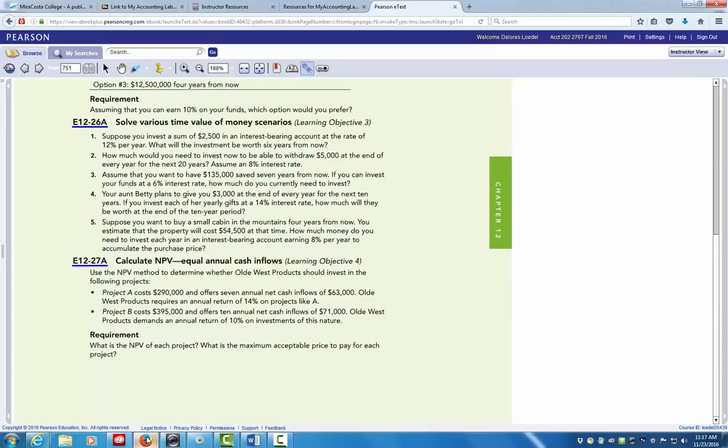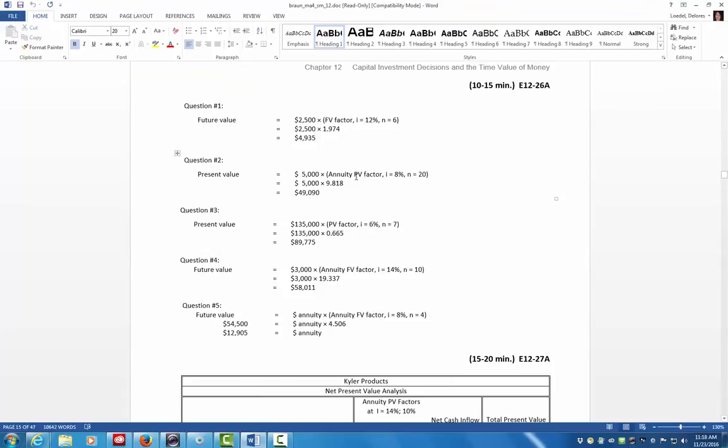For question 2, let's refresh our memories on what it was related to. Now we want to know how much we need to invest now to be able to withdraw $5,000 at the end of each year for the next 20 years with an 8% interest rate. So here we're looking at a present value, and we're also looking at a future stream of annuities. So for that one, we use an annuity present value factor.